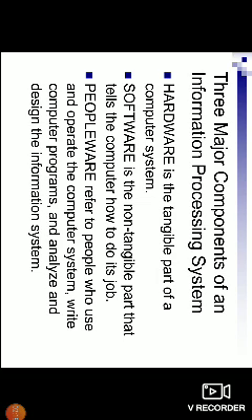Three major components of an information processing system. Hardware is the tangible part of a computer system. Software is the non-tangible part that tells the computer how to do its job. Next one is peopleware. It refers to people who use and operate the computer system, write computer programs, and analyze and design the information system. So these are the three major components: first hardware, second software, and the peopleware. Peopleware means a user who operates the computer system.